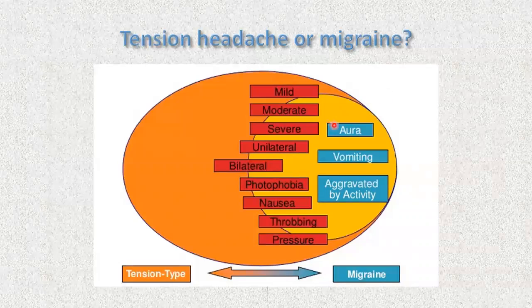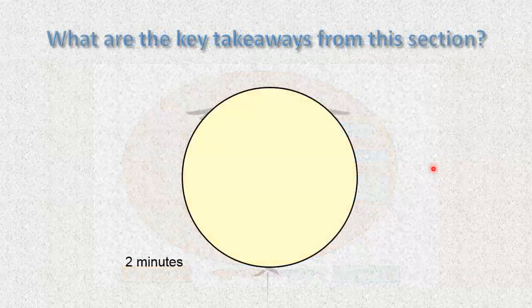So the more migraine-specific features are going to be aura, vomiting, and aggravation by any kind of activity. This is why with migraines, you tend to migrate to dark, still rooms, whereas with tension headaches, you are more likely to truck through your day feeling miserable. We're about to talk more about migraines in a bit more detail.